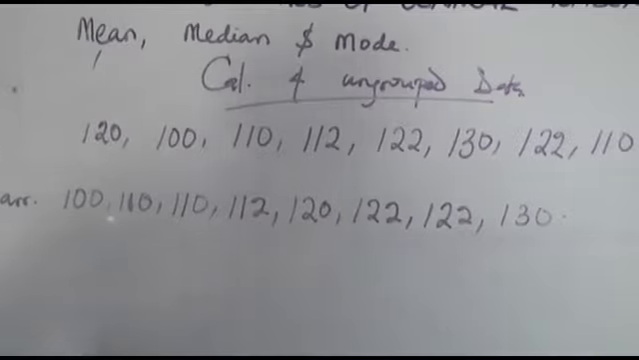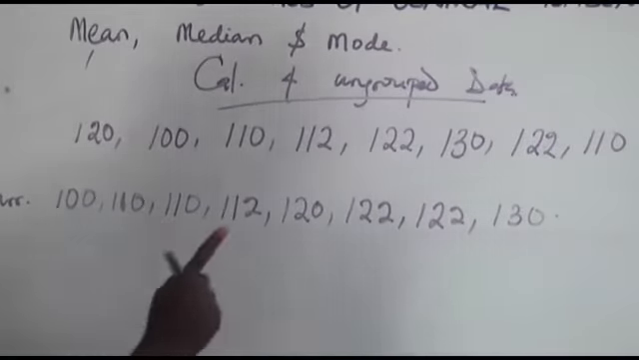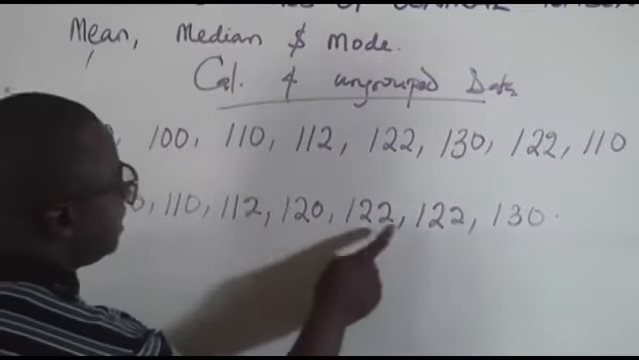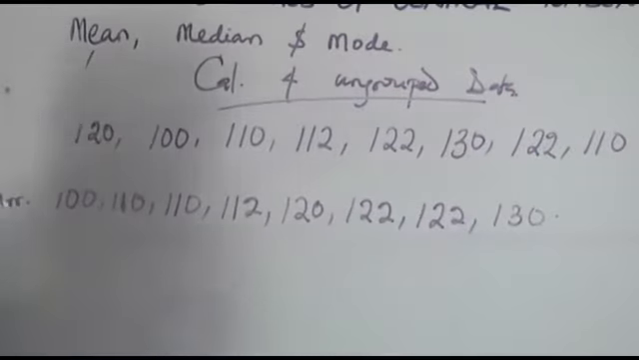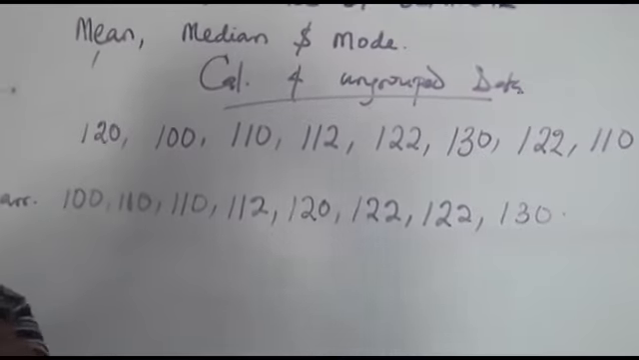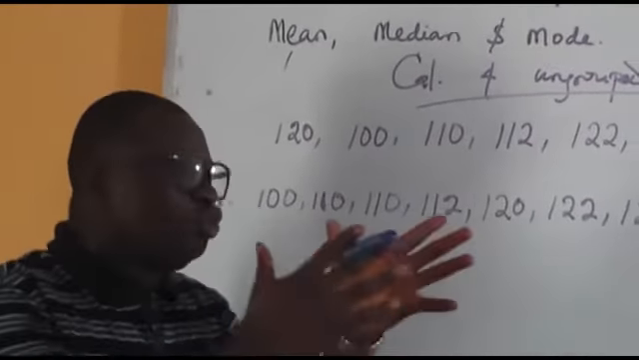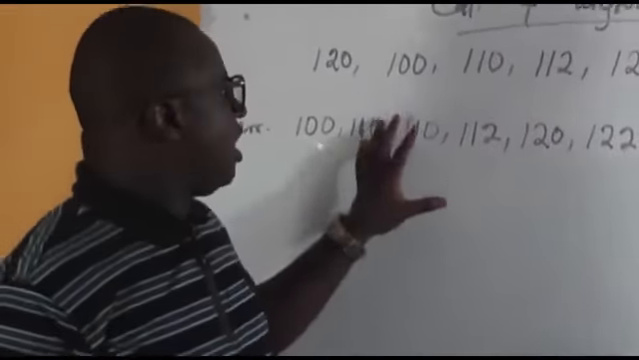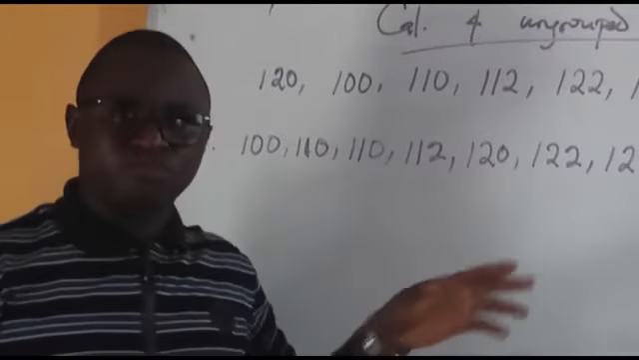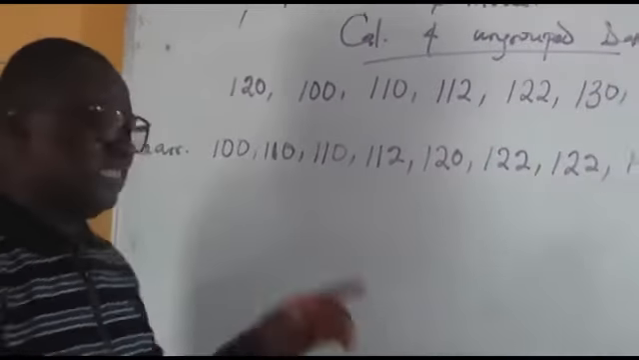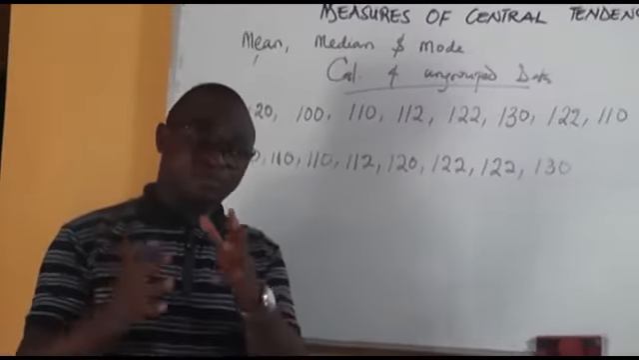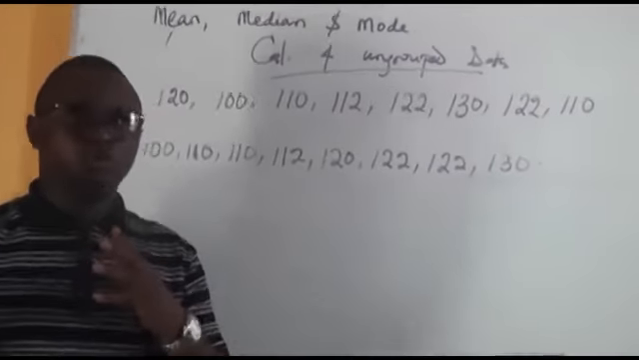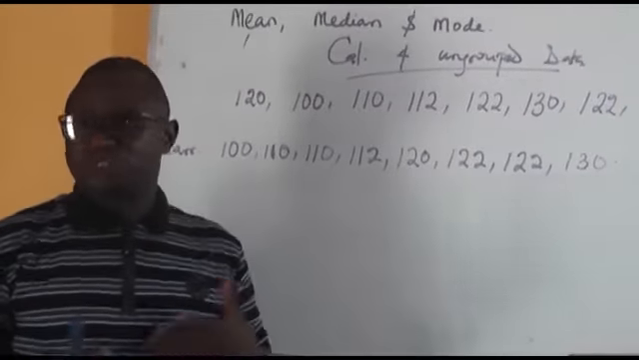Now, what I usually advise is that after you rearrange them, very, very important, you count again. 1, 2, 3, 4, 5, 6, 7, 8. So we are correct. So why do we need to rearrange? We need to rearrange because we want to know the number that is going to be in the middle. If you don't rearrange them, you are going to get a wrong middle answer. Do you understand? That is why it's very, very important that you rearrange these numbers, particularly when you are looking at median. For mean and mode, rearrangement is not necessary.